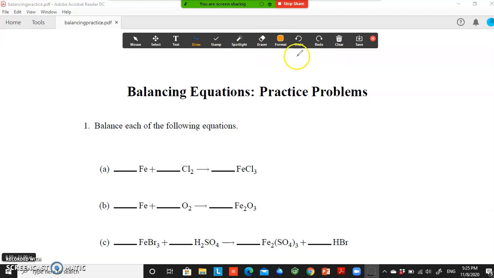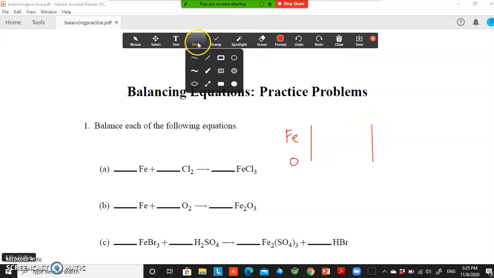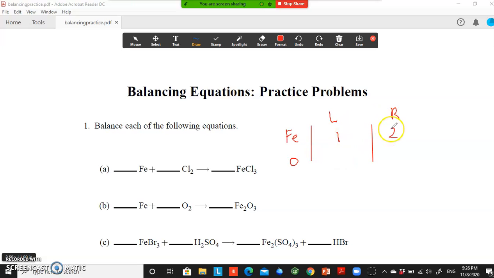For the second question, as usual, the first step is you need to list down all the elements that are present. So you have iron and oxygen, and then you divide this into 2 columns for the left and the right side of the equation. So left and right. On the left side you have 1 iron, on the right side you have 2 iron, on the left side you have 2 oxygen, on the right side you have 3 oxygen. So it seems that both iron and oxygen are not balanced on the left and right. You have to balance them.